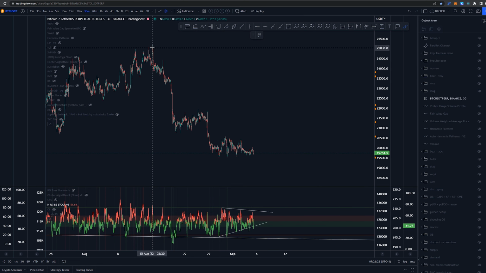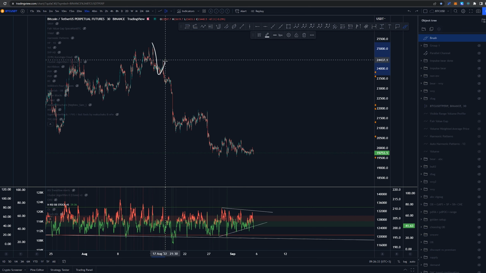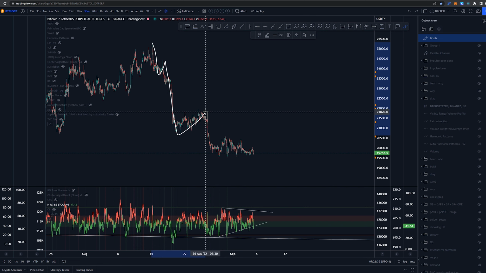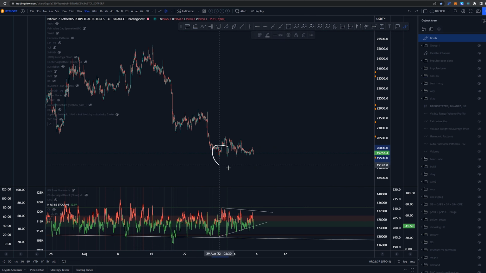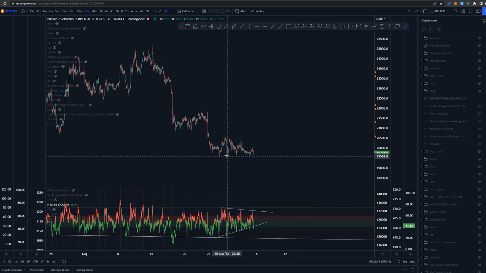Overall, what we've got is two different ideas starting from these highs of August 15th at 25k. In both scenarios we have this as a 1, 2, 3, 4, and then the question is whether wave 5 ends down here or whether this is just the start of that wave 5.